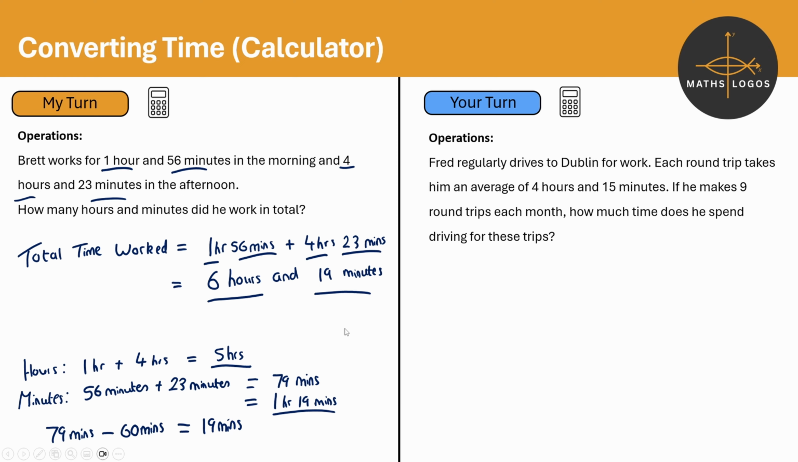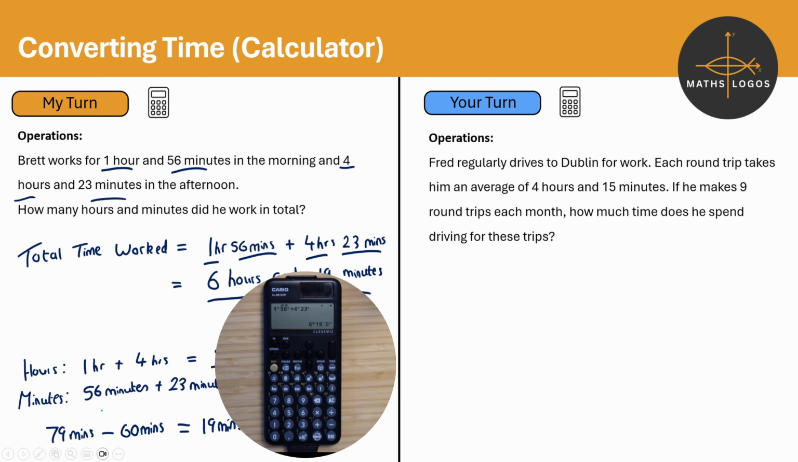Pause the video and give this question a go. Brad regularly drives to Dublin for work. Each round trip, that means there and back, takes him an average of 4 hours and 15 minutes. If he makes 9 round trips each month, how much time does he spend driving for these trips?